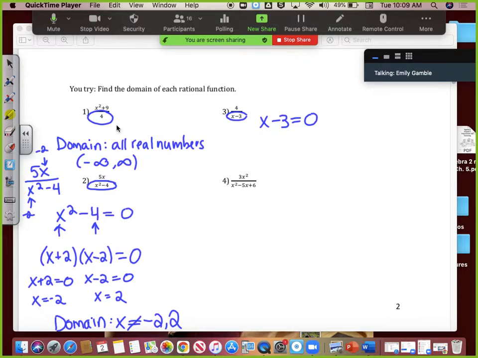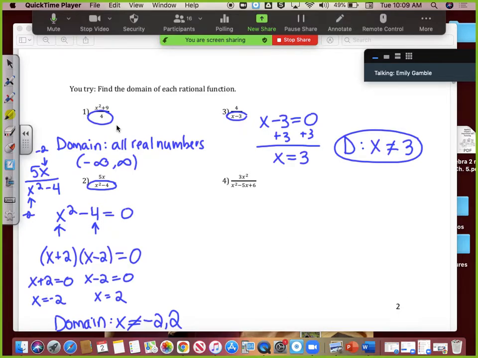Since this one's just x minus 3 and it can't be factored, you would just solve this. And we would have here that the only number that would make the denominator equal to 0 is when x is equal to 3. That means the domain for this would be any number but 3. The only number that would make this function not work is when x is equal to 3. So that's why the domain would be anything but 3.